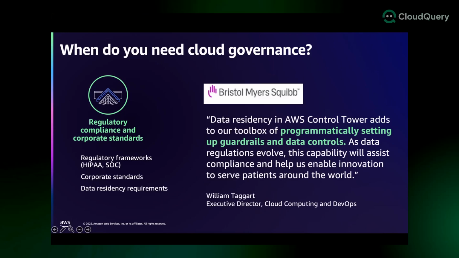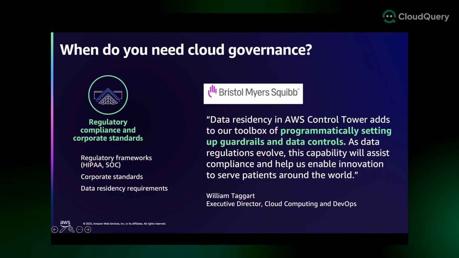In this quote, a Bristol Myers Squibb executive director mentioned that they were able to use AWS Control Tower to programmatically set up guardrails and data controls in order to meet ever-changing requirements and regulations. And it's really important here because when we're dealing with regulatory frameworks, we want to make sure that we're constantly following those new frameworks, even though we have many people who are deploying new accounts and accessing data. So being able to programmatically set up guardrails and data controls is extremely important when we're dealing with any kind of compliance questions or compliance controls themselves.